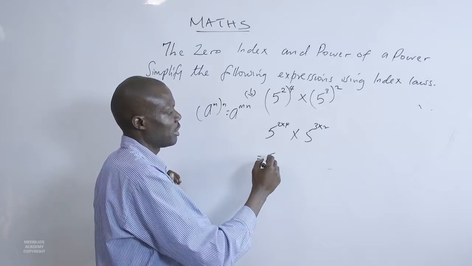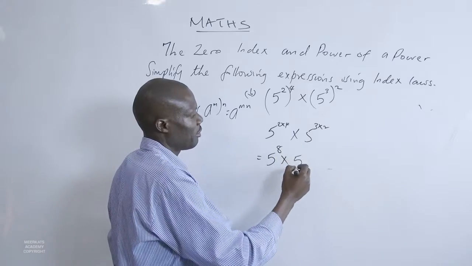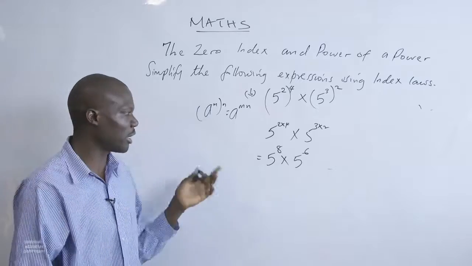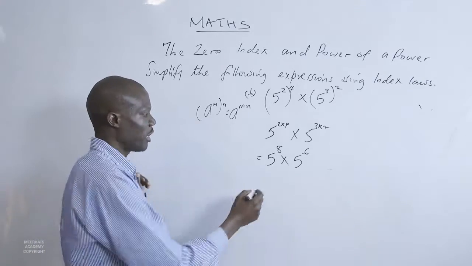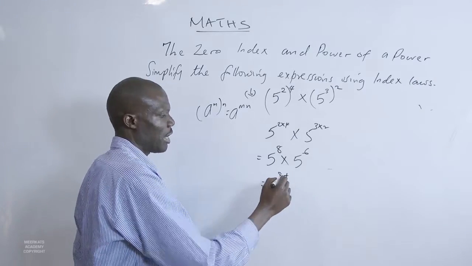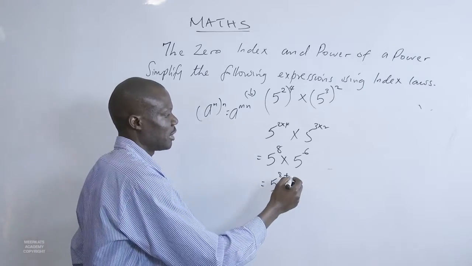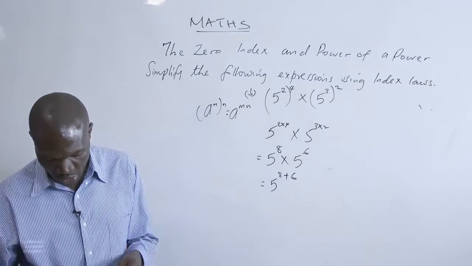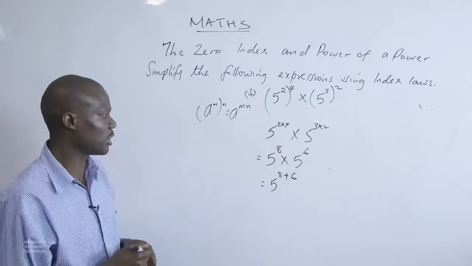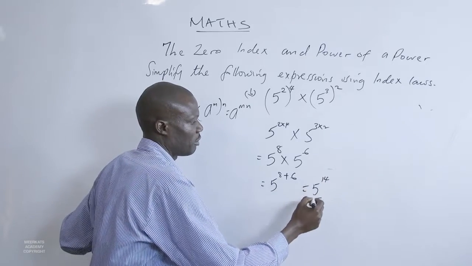This one will give us 5 raised to the power of 8, multiplied by 5 raised to the power of 6. Because the base here is the same, we move ahead and have 5 raised to 8 plus 6. Take note, this is addition, unlike the other one. Why? Because we are multiplying numbers with the same base. So this one will give us 5 raised to the power of 14.